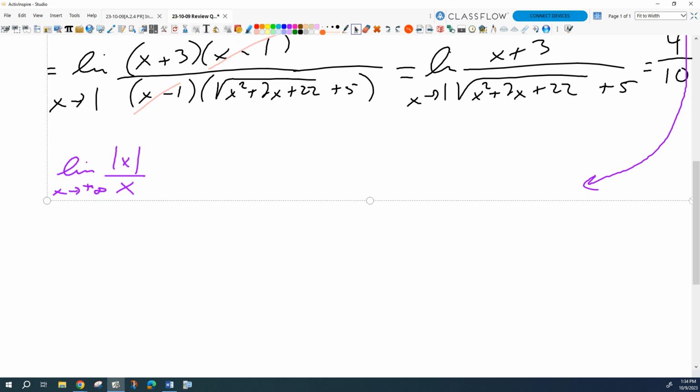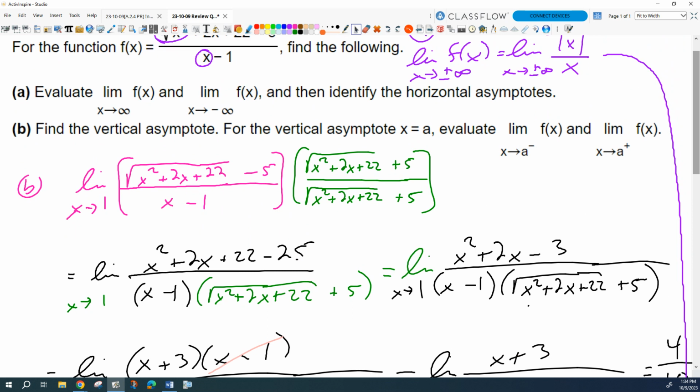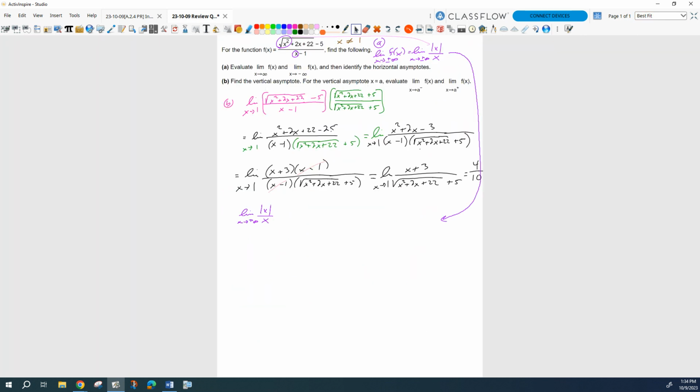Oh man, this thing is making me play all kinds of games here. Why is it doing that? Oh, I don't know. I'm not going to mess around with this anymore.